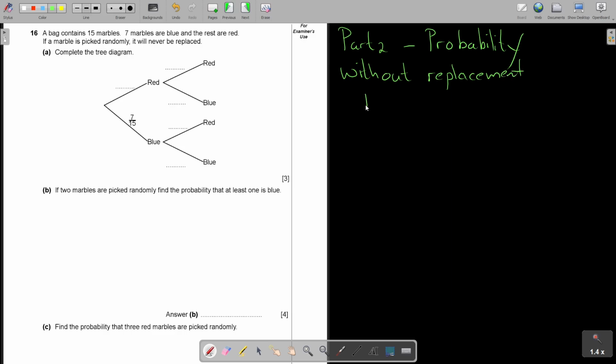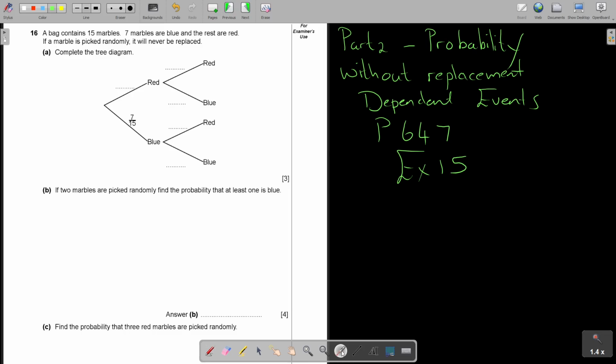Okay, and it's a dependent event. And you will find this on page 647, example 15. There you will find it. Okay, now remember with the tree diagram, this branch will add up to 1.